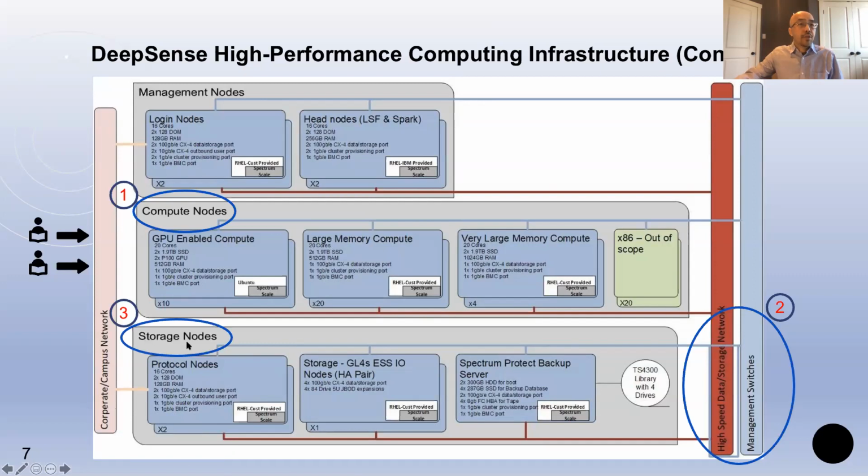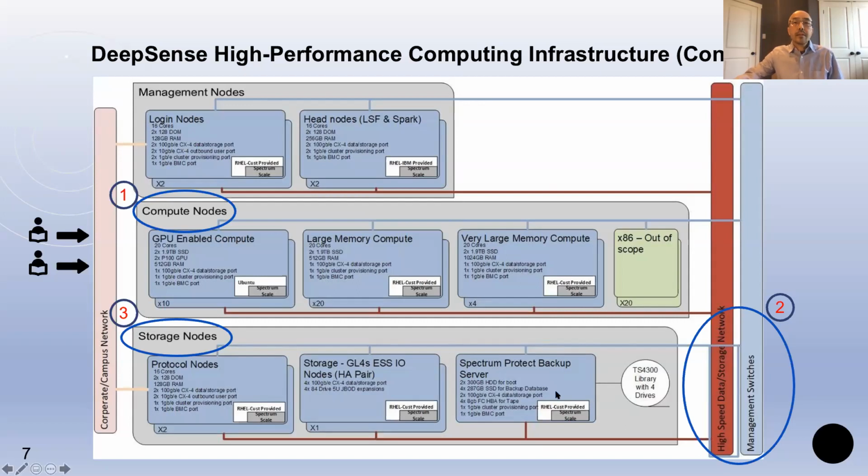Third, we have our huge storage. Users can interact with our storage directly without accessing the login nodes. They can directly transfer their data from their laptop to our storage using the protocol nodes. And our data is stored here. For storage, we use IBM's enterprise class GL4S storage, and we use ESS, Elastic Storage Server, to manage our storage. So these are the three big components of the HPC cluster at DeepSense.